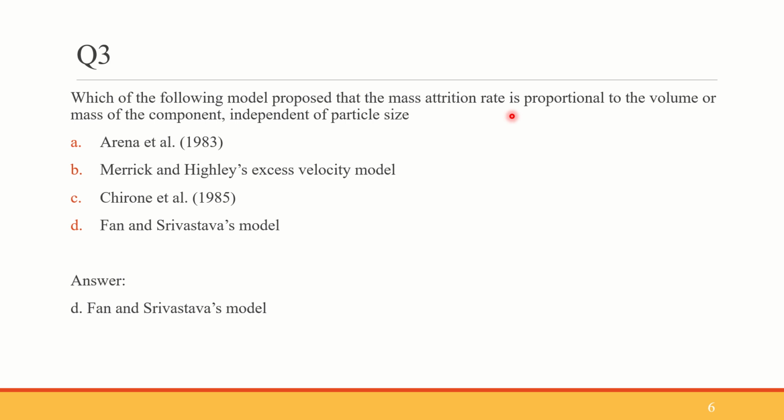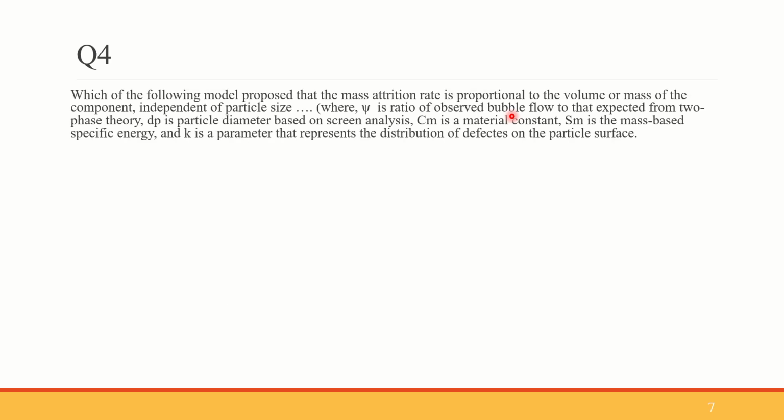For this question, let us go back and read it once again. Which of the following models proposed that the mass attrition rate is proportional to the volume or mass of the component, independent of the particle size? The answer is Fan and Srivatsava's model. So option D is the right answer. Now let us go on to question 4. Question 4 asks which of the following models proposes that the mass rate is proportional to volume or mass of the component, independent of particle size.